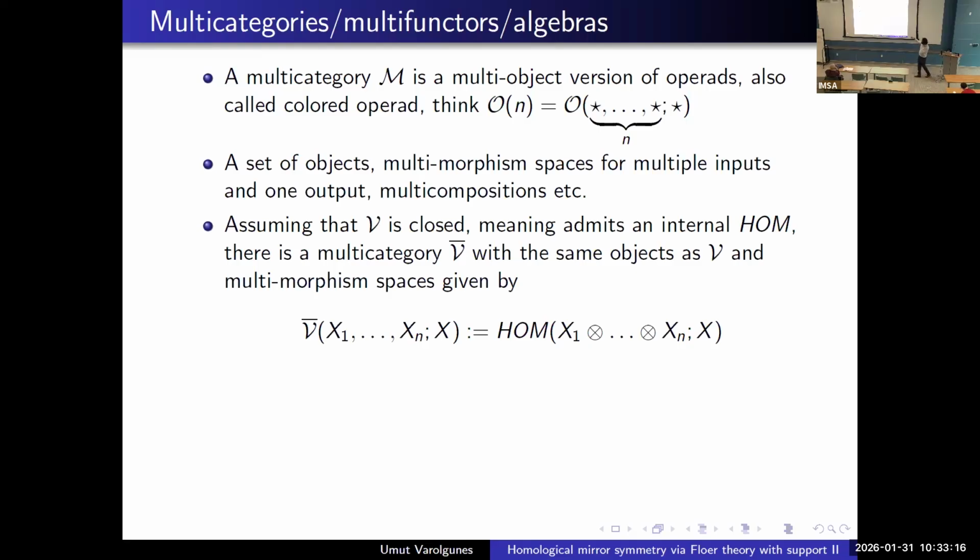And if I have this symmetric monoidal category that I started with, if it admits an internal hom, then there is a good multi-category that I can immediately define, which has the same objects as the symmetric monoidal category, but I can define the multi-morphism spaces by this formula.